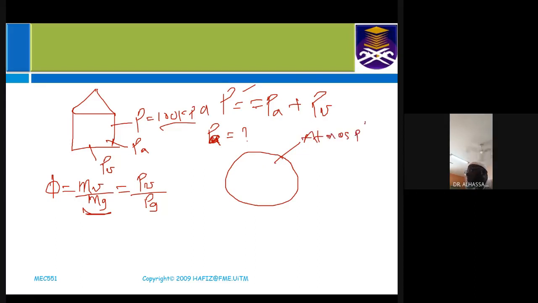Atmospheric air. This is just a recap of what I mentioned last time. Now, this atmospheric air consists of, let's say, the dry air component. Let's say this is the dry air component whose partial pressure is given by PA.